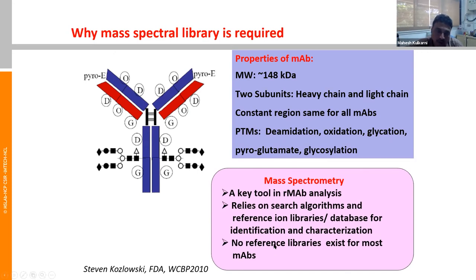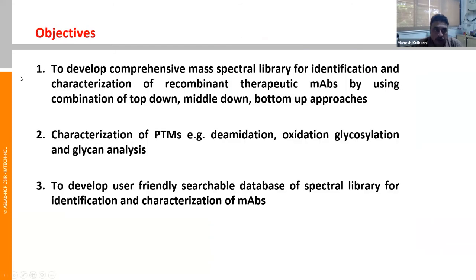So therefore, we wanted to establish the mass spectral library for a few of the commercially available mAbs. The objectives of our study were to develop a comprehensive mass spectral library for identification and characterization of recombinant mAbs using a combination of top-down, middle-down, and bottom-up approaches; characterization of PTMs such as deamidation, oxidation, glycosylation, and glycan analysis; and to develop a user-friendly searchable database of the spectral library for identification and characterization.